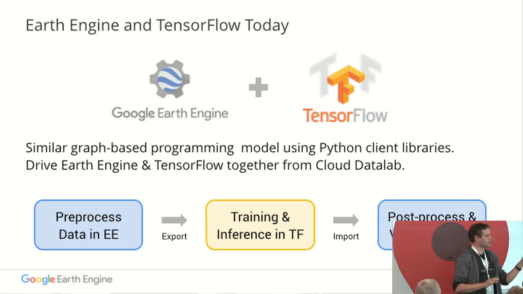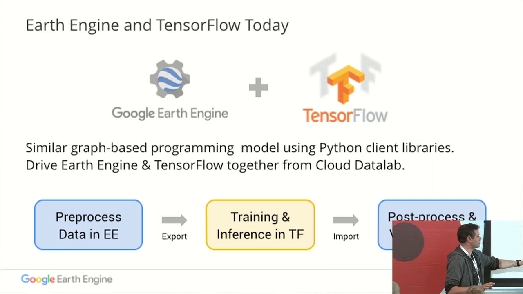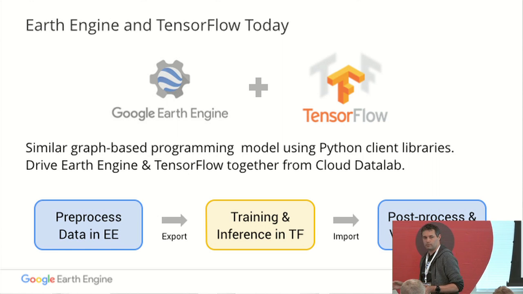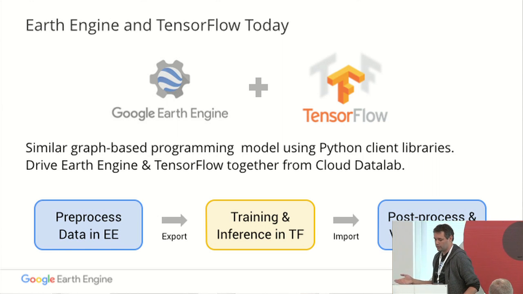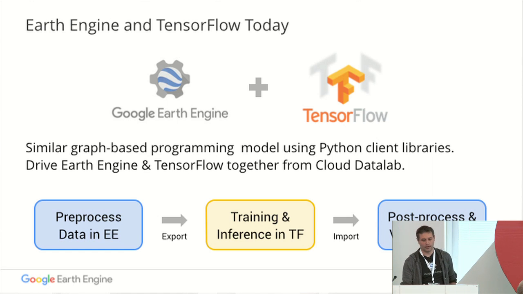The way that we literally move data back and forth today is based on staging the data typically in cloud storage in between. This is not beautiful, but it does work. You export your preprocessed data, train and infer, get the results written back to cloud storage, and then import the results back into earthengine if you want.